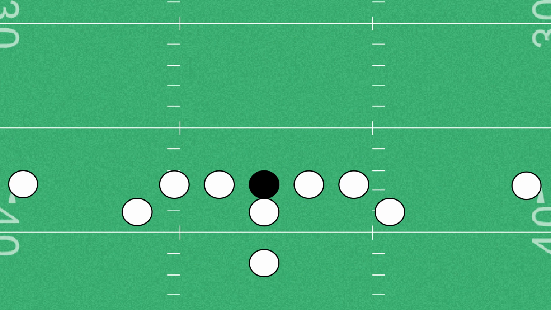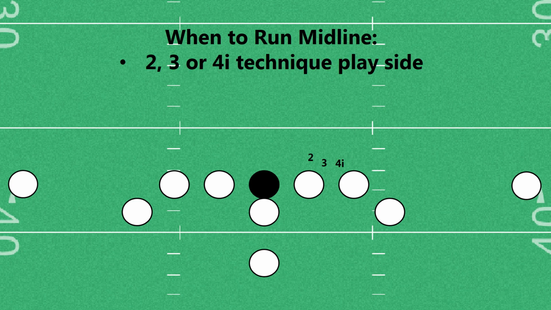So now that you know how to run the play, now it's a matter of when to call it. So when to run midline. If you have a 2, 3, or 4 eye technique to the play side, as I've highlighted here, the idea is that there's an open gap there on that A gap that you can exploit. And as soon as you get them to start coming down in the A gap, then it's open for the quarterback to pull it through the B gap.